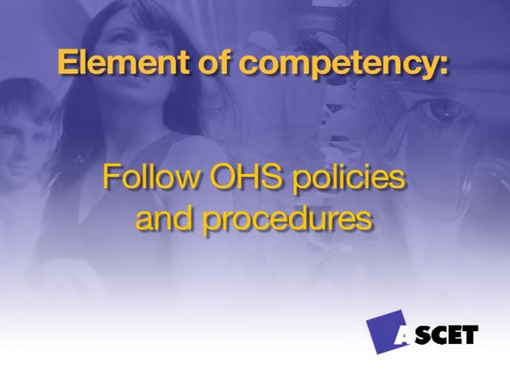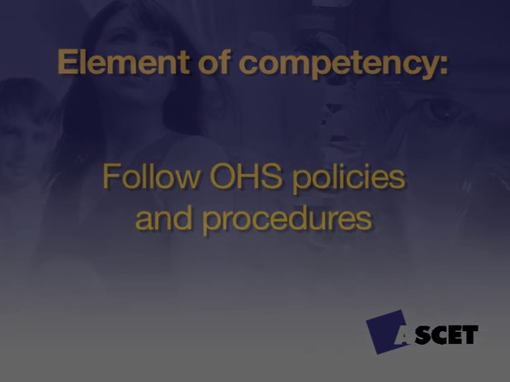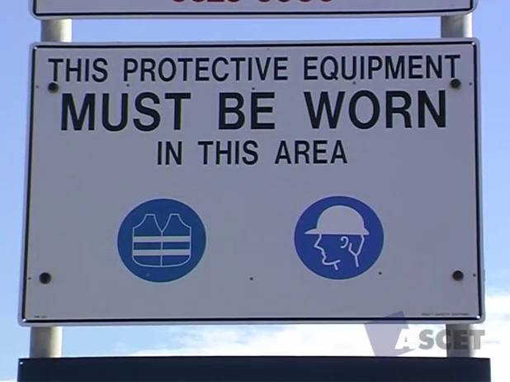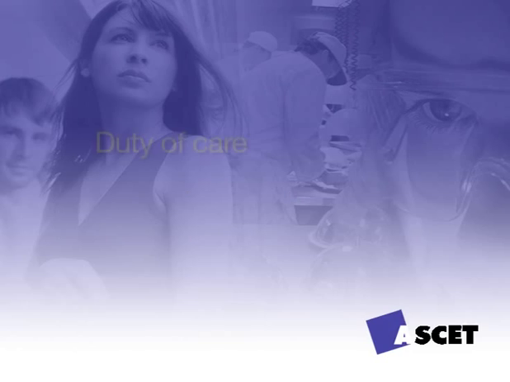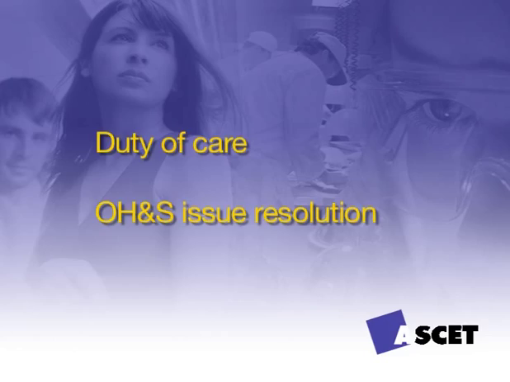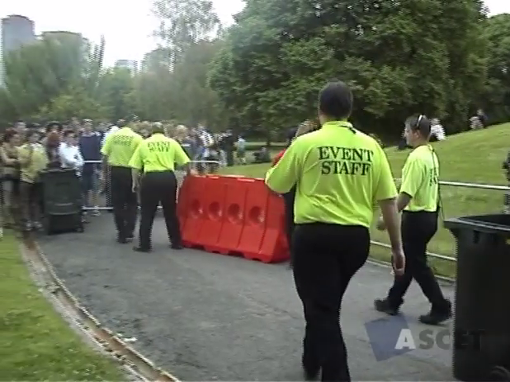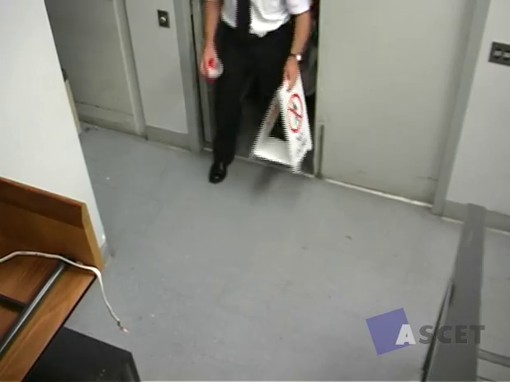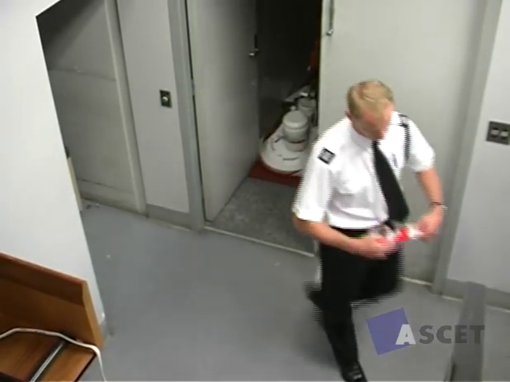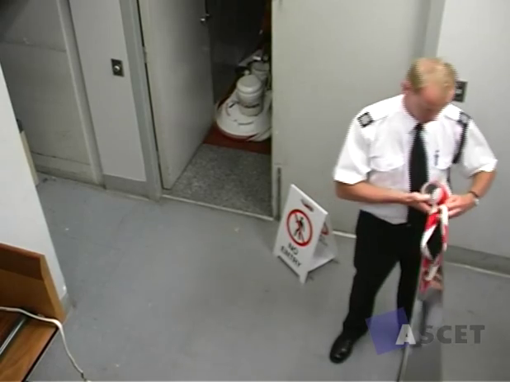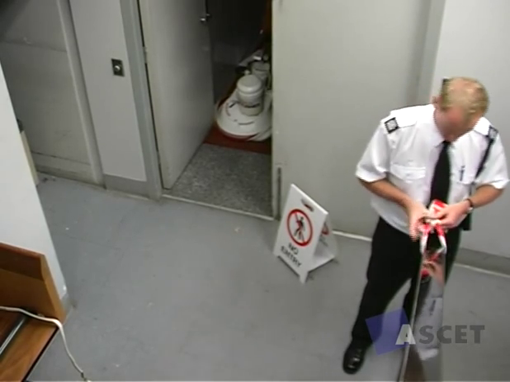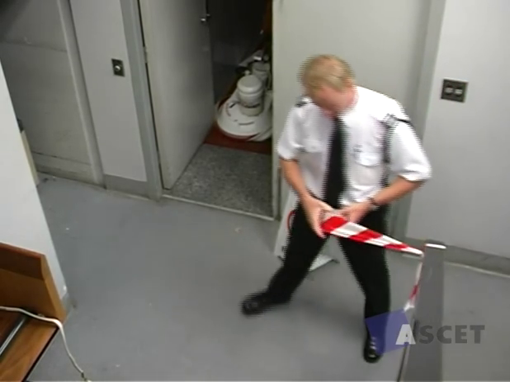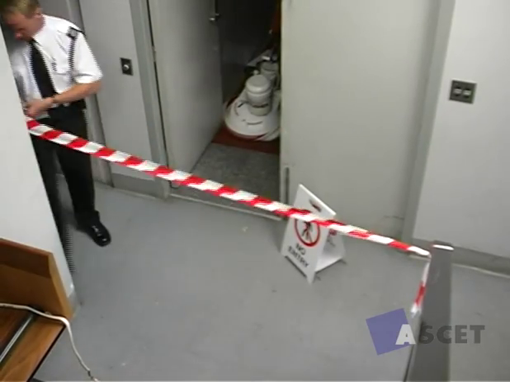Follow OHS policies and procedures. Potential hazards need to be identified and recognised in relation to legislative requirements such as duty of care and OHS issue resolution. You'll need to use your observational skills, awareness and discussions with colleagues to identify and control potential hazards, which may cause harm or injury to both yourself and your colleagues. This must be done according to your organisational procedures for controlling risks.